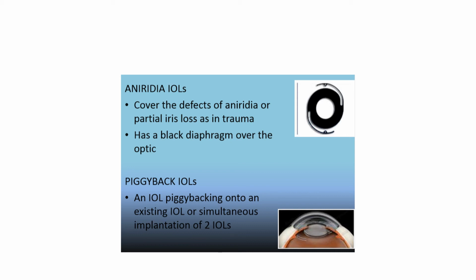Now coming to the piggyback IOL. It is an IOL piggybacking onto an existing IOL or simultaneous implantation of two IOLs. So here in this case, it can be a primary implantation of IOL with secondary IOL implantation in the back, so both the lenses are in the back, or it can be one IOL is in the back and the second IOL could be put in the sulcus. So these kinds of lenses are called piggyback IOL lenses.